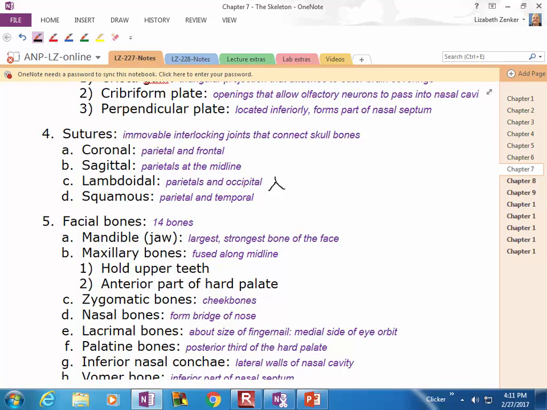So those are all the things that we're talking about with the cranial bones, but now we're going to talk about the facial bones, okay? The facial bones, we have 14 of those.